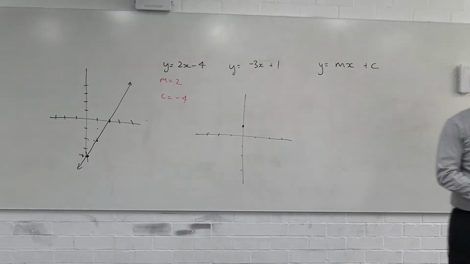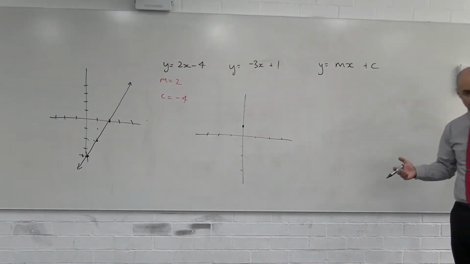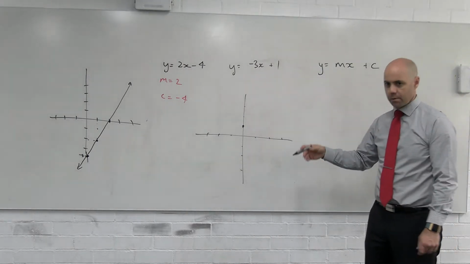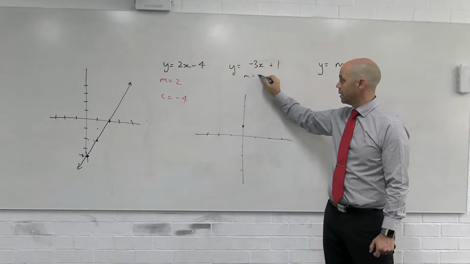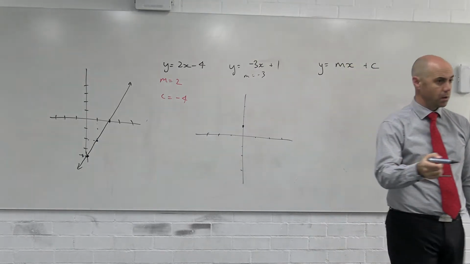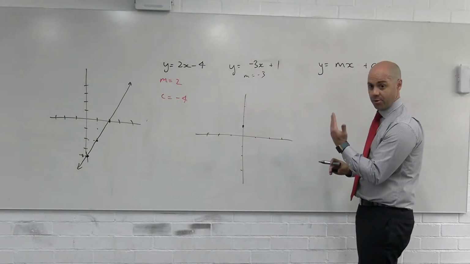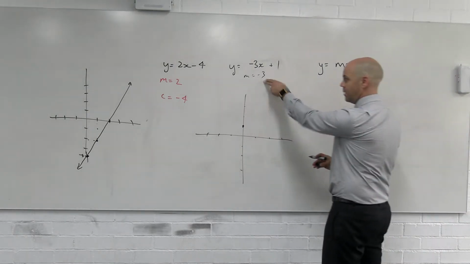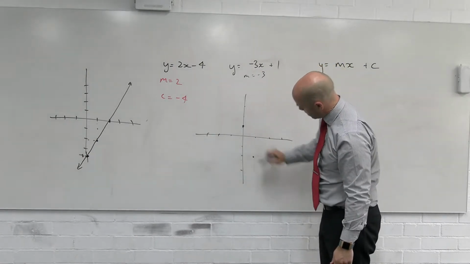What's the next step? Make another point using the gradient. Okay, so what is our gradient here? -3. So what does that mean? Do you go across 1 and then down 3? Across, so we always go across 1, that's right. Always across 1, and because it's negative we go down. So across 1, down 3, down to -2, down to there.